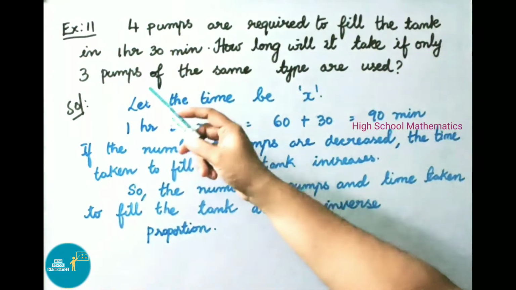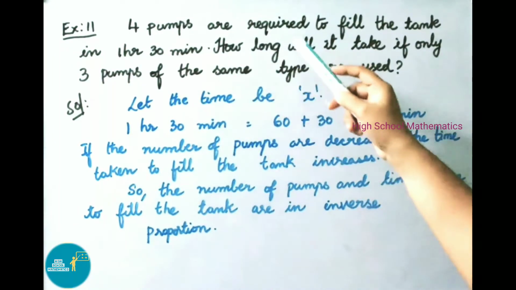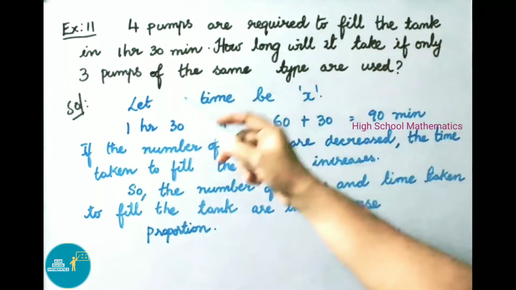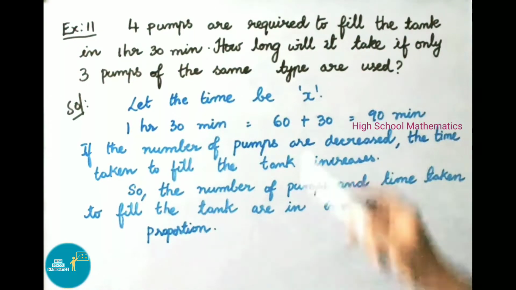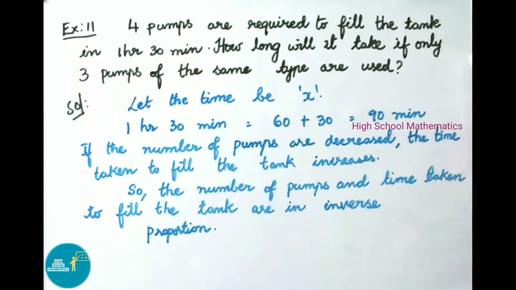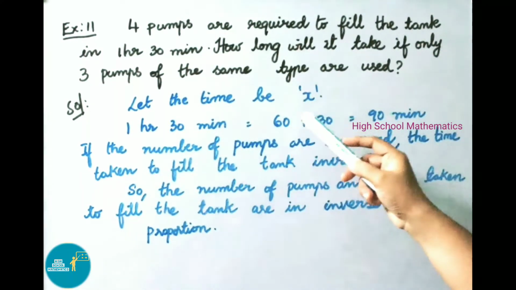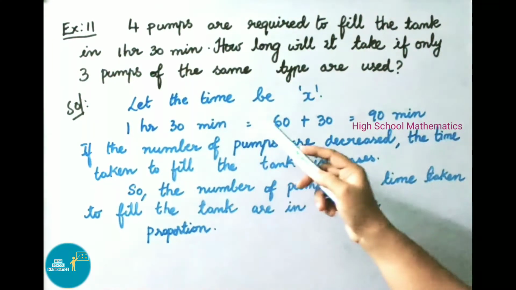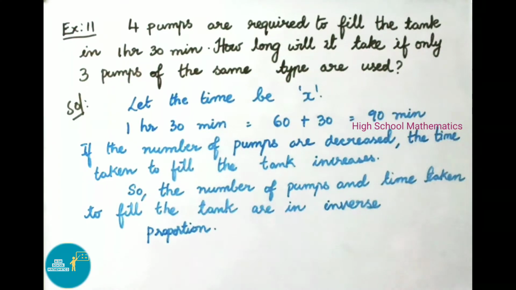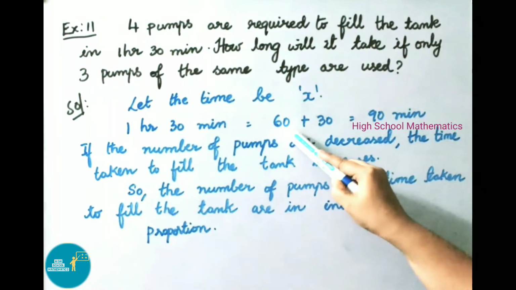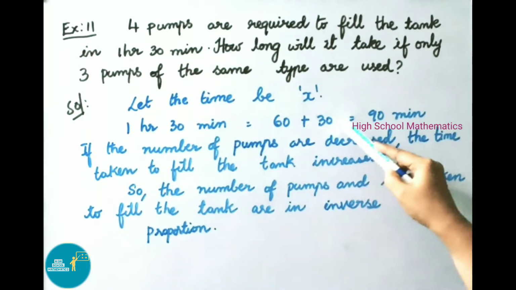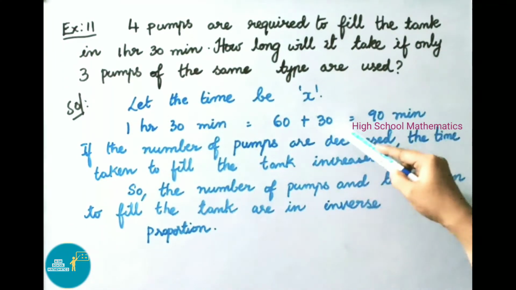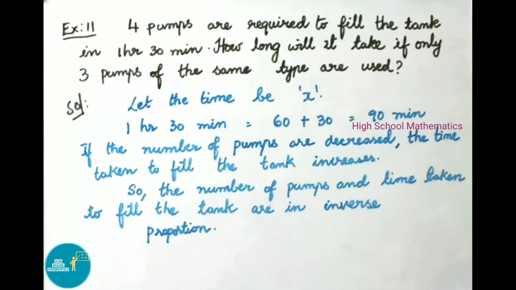See now example 11. 4 pumps are required to fill the tank in 1 hour 30 minutes. How long will it take if only 3 pumps of the same type are used? Let us see the solution. Let the time be x. 1 hour 30 minutes, we know 1 hour equals 60 minutes plus this 30 minutes. When you add 60 plus 30, that is 90 minutes.